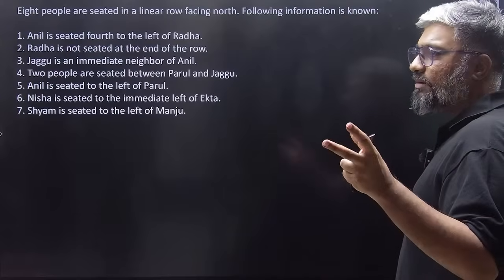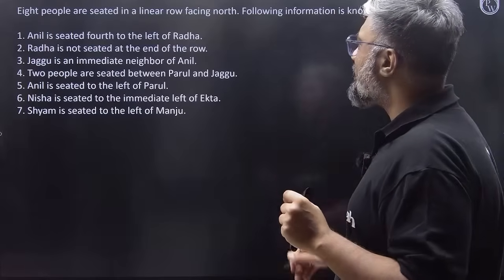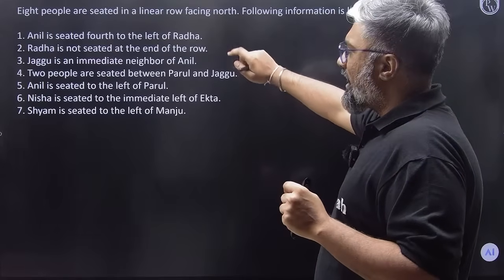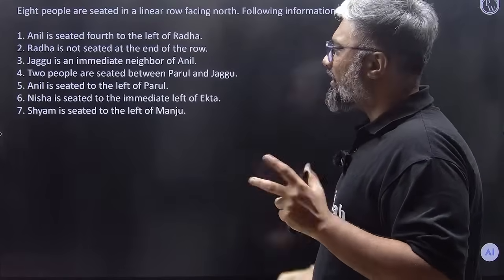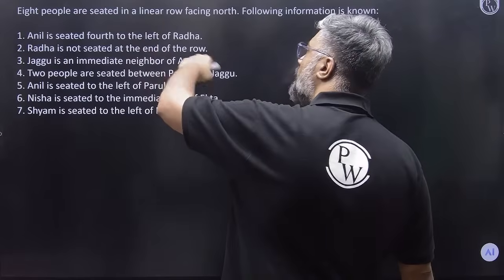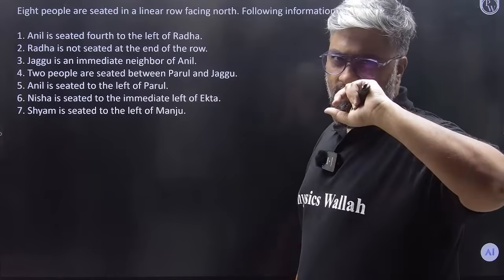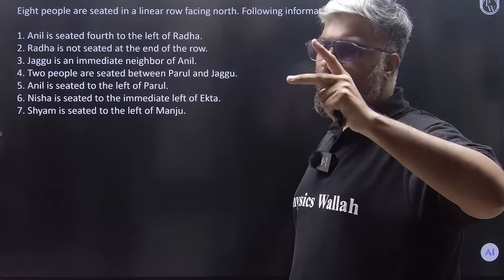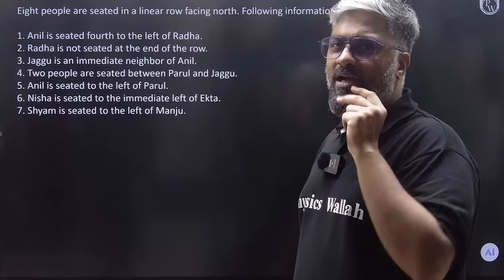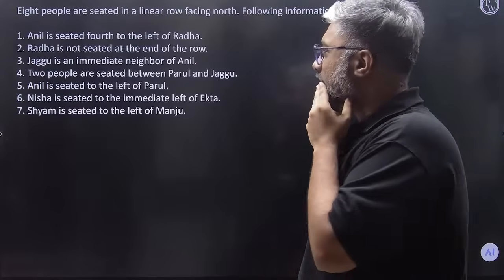So I need to start placing them facing north. I have how many? 8 people. Let's see. Anil is seated 4th to the left of Radha. I don't know where Radha is. I don't know where Anil is. I can't make a fixed arrangement here. Wouldn't make sense for us.